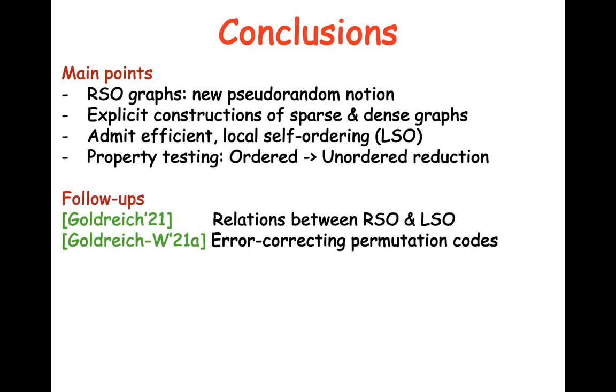There are some interesting follow-ups. Oded has a paper relating these notions. Of course, we need both, but the question is, if you have one, do you automatically have the other? Very interesting paper. Also, as a follow-up of one of our constructions, there are error-correcting codes, which are permutation codes. And yeah, I expect more to follow.